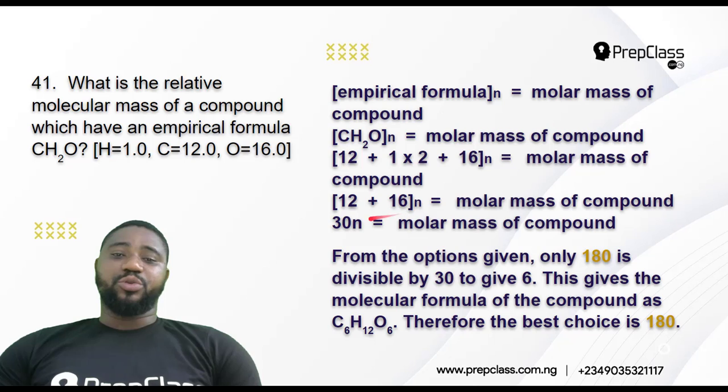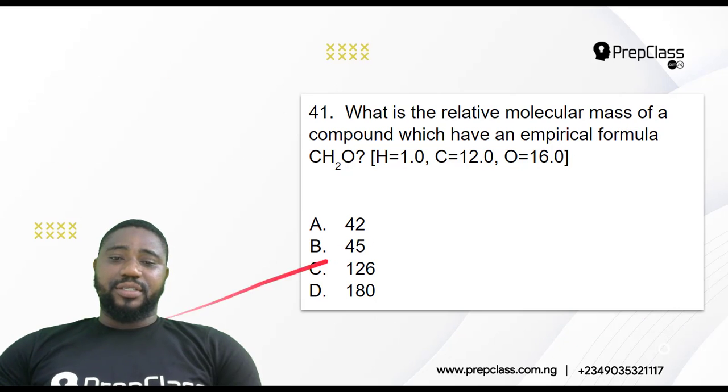So 12 plus 18 will give us 30N. So 30N equals molar mass of a compound. Now, from the options given, only 180 is divisible by 30 to give 6. So look at the assumption here. We see that we base what we have here on our assumption.